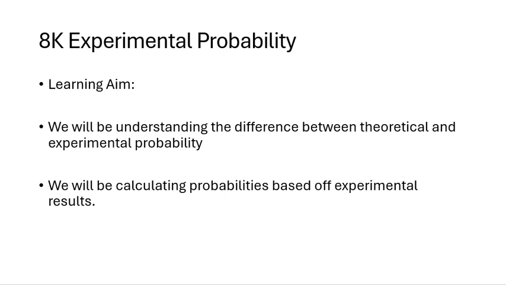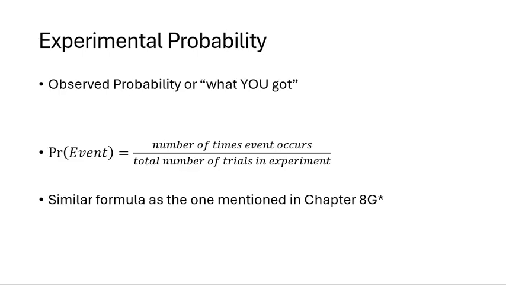And number two is we'll be calculating the probabilities based off the experimental results. So pretty much the results that you earn or you achieve. Okay, let's just start out. What is experimental probability? It's just what you get. So you conduct the experiment yourself. Let's just say you flip a coin, you're gonna record all your results. That's all you. Nothing is predictable.